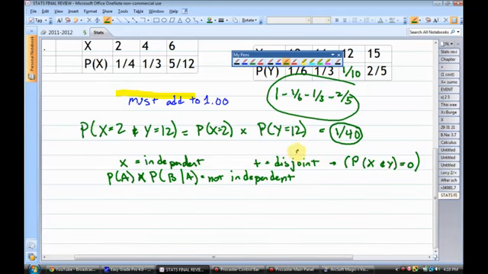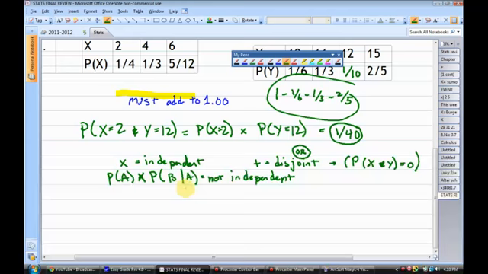It's not confusing. That's if it's or. Disjoint and or means you add. And independent and is you multiply. Not independent and, you use conditional.